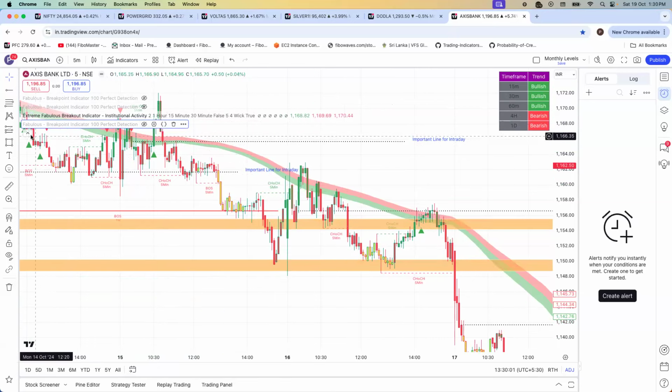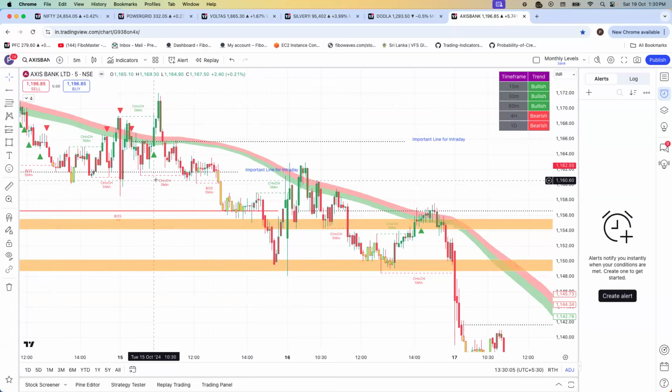I showed the difference also. I will say that both look the same, but no, the functionality is completely different. The entry point of Fabulous is great, and nobody can beat the entry point of Fabulous. Extreme will give you an entry point later, but the targets are perfect. So what do you need? Even if it gives an entry at a higher point, if it gives you a sure target, we can go for it. But with Fabulous, you get an entry point earlier, but there is noise.